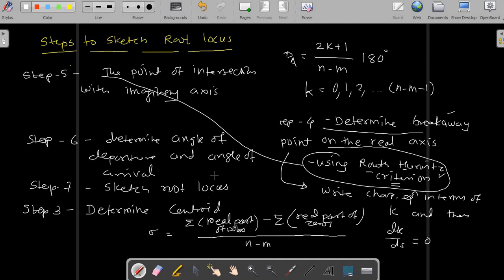The second step is to determine the root locus region. The third step is to determine the centroid. The fourth step is to determine the breakaway point. The fifth step is to determine the point of intersection with the imaginary axis. The sixth step is to determine the angle of arrival and departure. Angle of departure is for the complex poles and angle of arrival is for the complex zeros. And the seventh step is to sketch the root locus.